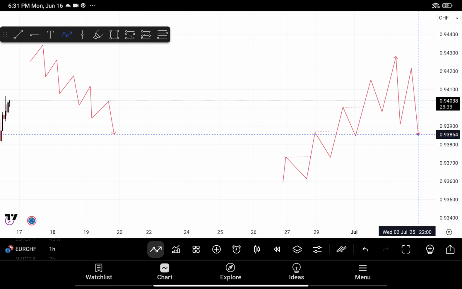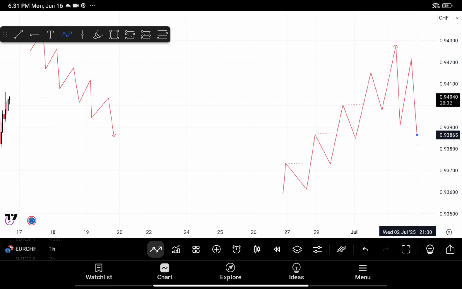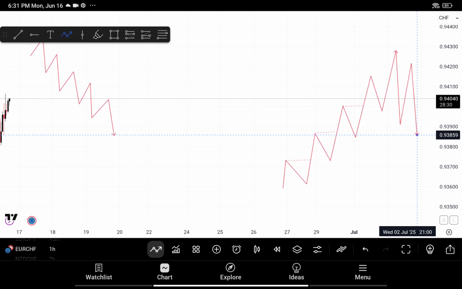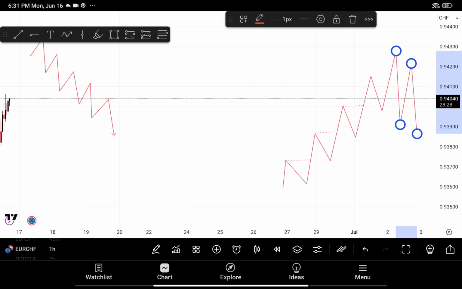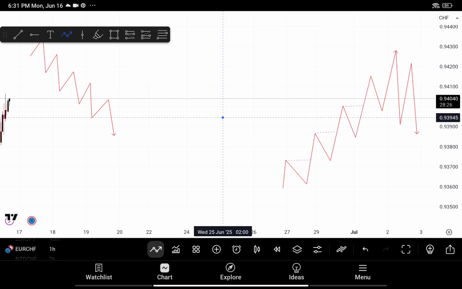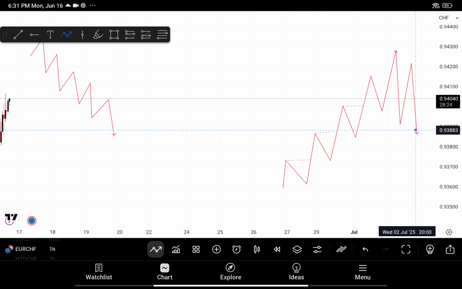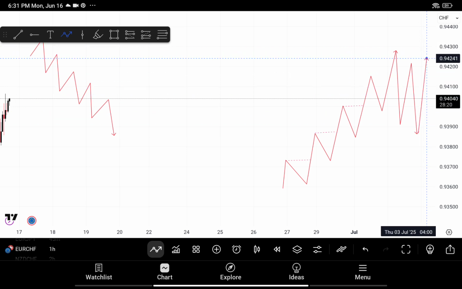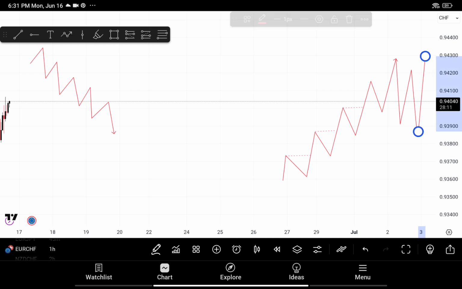Whenever I see this, in my mind I'm like, wow, this is a very good trade to take. So I will just enter from here. Once price gets here, I will wait for this side to get broken, then I enter from here and take it all the way down. You understand what I'm saying?